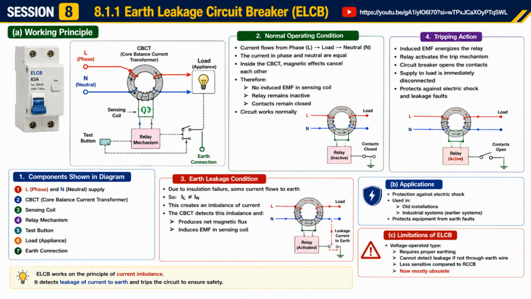4. Earth leakage condition. If insulation fails, some current leaks to earth. The phase current becomes greater than the neutral current. This creates a current imbalance in the CBCT. A magnetic flux is produced, inducing voltage in the sensing coil.